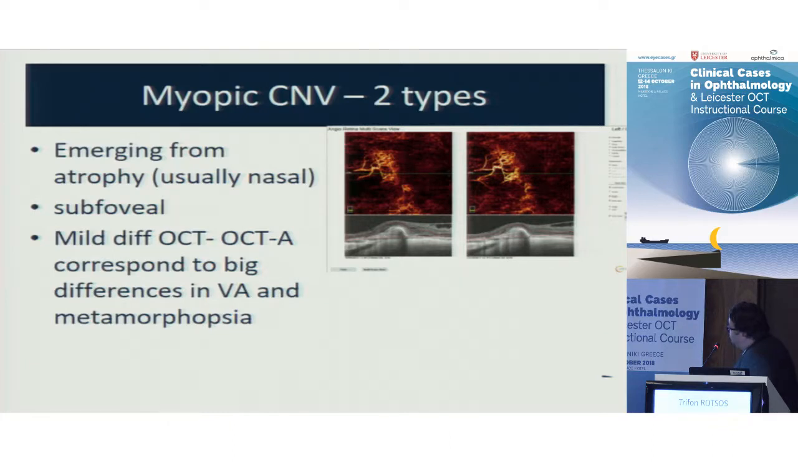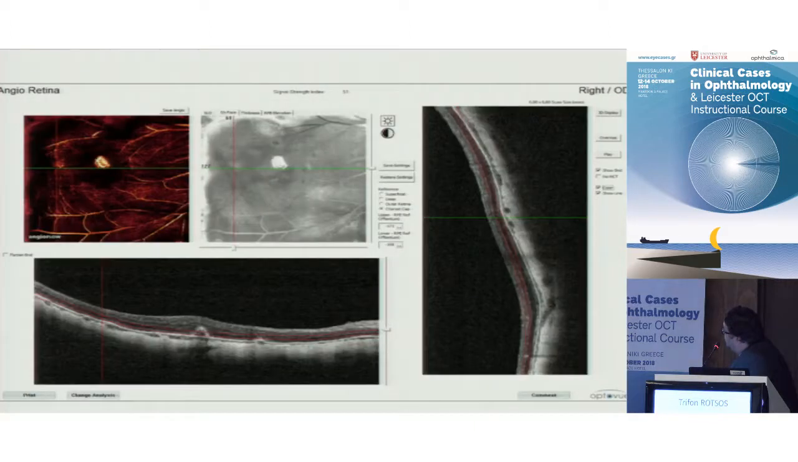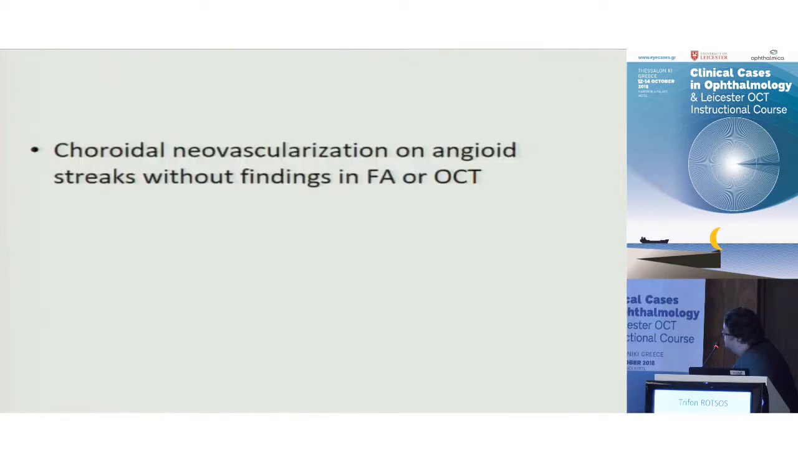Also, these myopic CNVs can lead to huge metamorphopsia of the patient, even with the slightest amount of blood or fluid. And actually, sometimes the classical OCT is not helpful because you don't know if this is an active lesion or not, although the OCT angiography will clearly show you the membrane that is active. Usually, the myopic CNVs are very small membranes which react very well to treatment. They actually need few injections, so the patients with myopic CNVs are usually the happy ones.